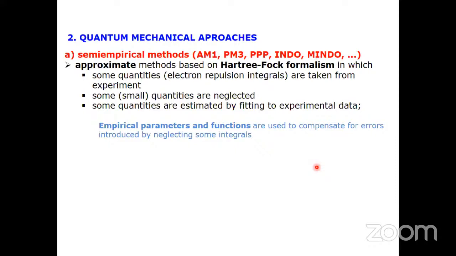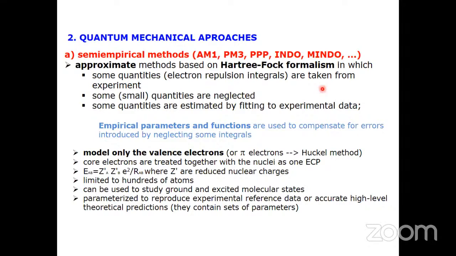Now, the second method is the quantum mechanical approach, and this approach has one very important computational method, which is regarded as the semi-empirical method. It has a variety of computational techniques, such as AM1, PM3, MINDO, MNDO, ZINDO, etc. It is an approximate method based on Hartree-Fock formalism, in which some quantities such as electron repulsion integrals are taken from experiments. In this method, some small quantities are usually neglected. Some quantities are estimated by fitting to experimental data, and empirical parameters and functions are used to compensate for errors introduced by neglecting some integrals.